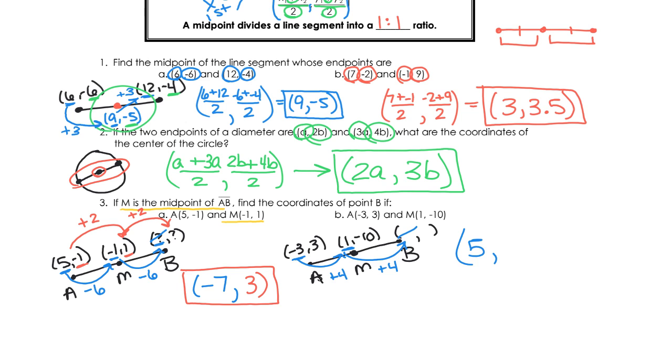Okay. The y's, I have to figure out how to get from 3 to -10 on the number line. So if I'm at 3 and I have to get to -10, I'm going to have to be subtracting, and I'll have to be subtracting 13. Therefore, I have to subtract 13 from -10, and I end up with -23. And there are the coordinates of the endpoint.